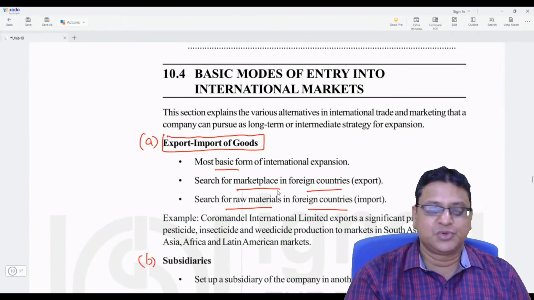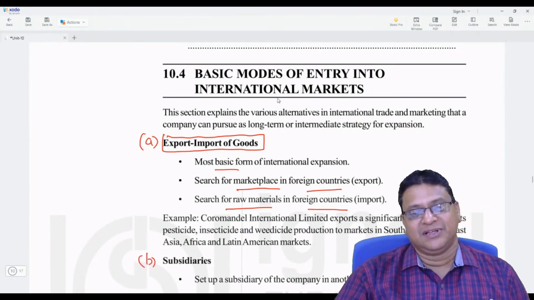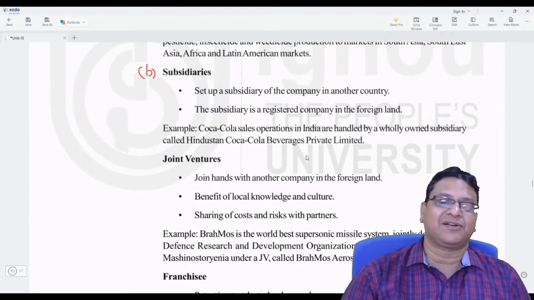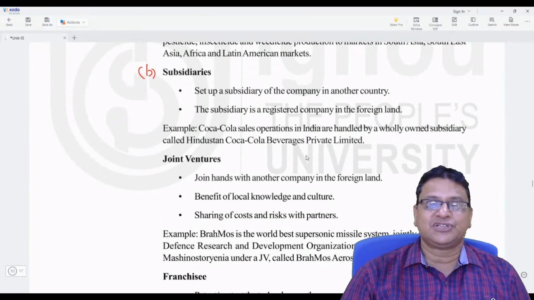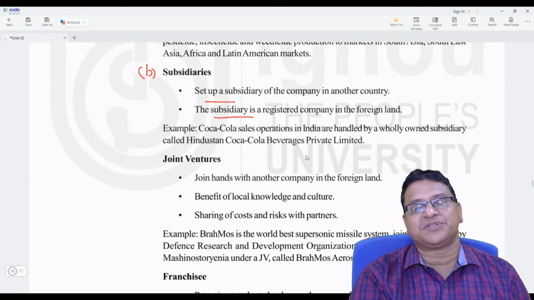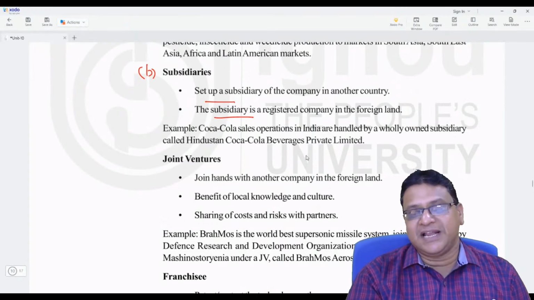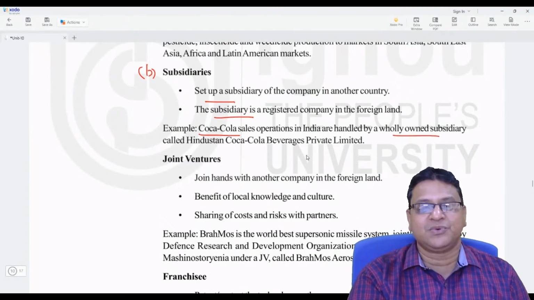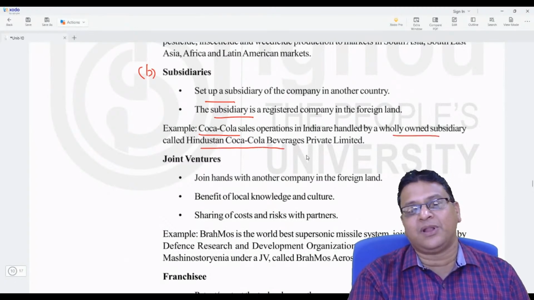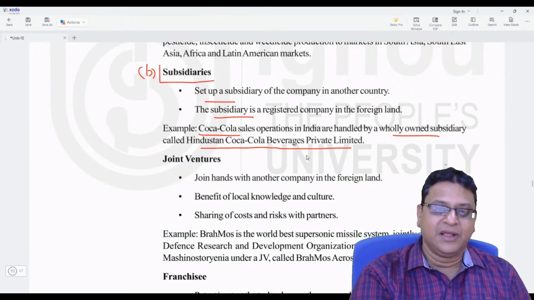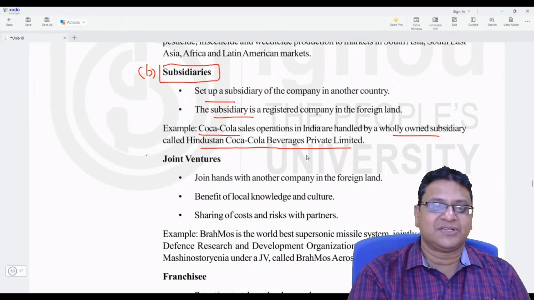Second form is through subsidiaries. In this case, companies set up a subsidiary in another country. The subsidiary may be a wholly owned subsidiary or a partly owned subsidiary. Let's take an example. Coca-Cola is doing Indian business through a wholly owned subsidiary which is known as Hindustan Coca-Cola Beverage Private Limited. So through the subsidiary model also you can do international business.